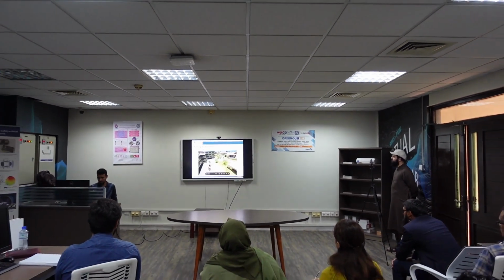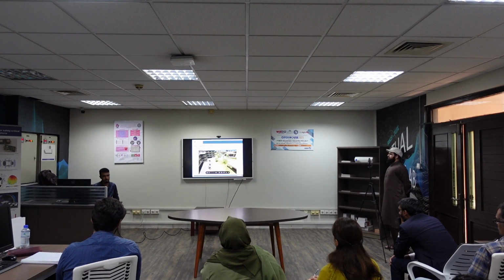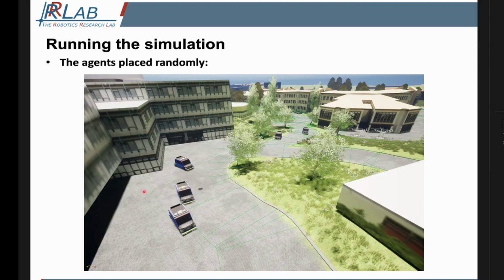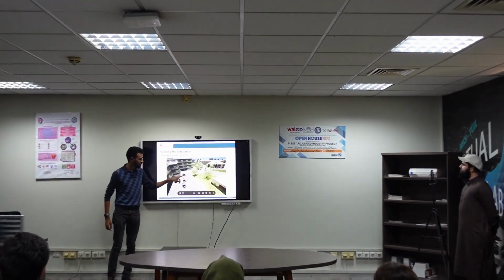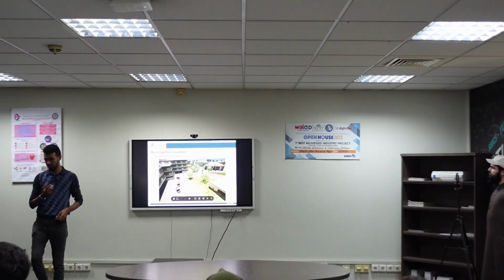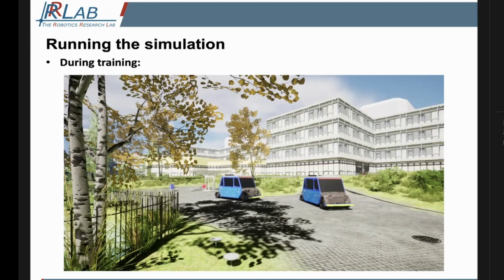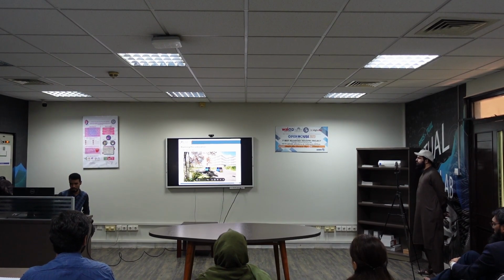Okay, now this is when starting the simulation. We have 5 different buses. The spline again is not visible here. The spline is moving from this direction. They are placed randomly, and you can see the orientation is also random. Here is during the training. The bus is moving along the spline, but they are a little bit far away, and also the orientation is not correct, as you can see.